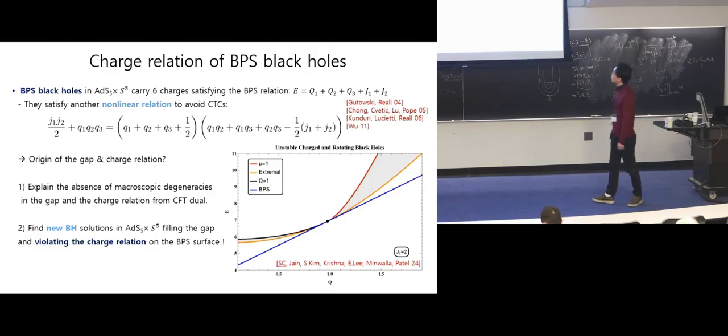black holes? One direction might be to explain from the field theory side the absence of macroscopic degeneracies in the gap here, and also the charge relation. And the second direction would be to find new black hole solutions in AdS5 times S5, filling this gap, and also the other part of the BPS surface, and possibly replacing these unstable nearly extremal black holes.